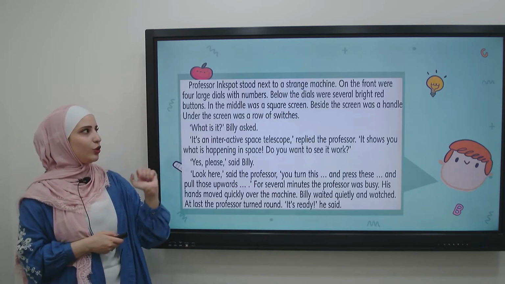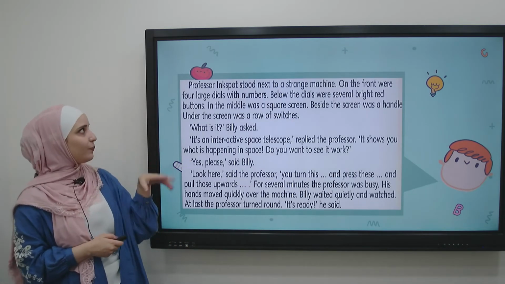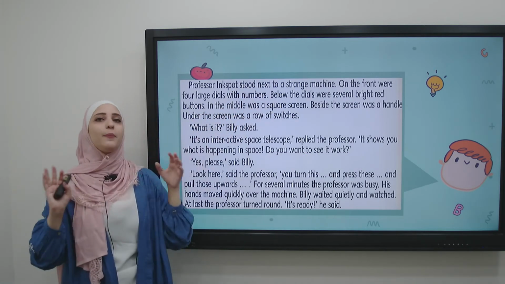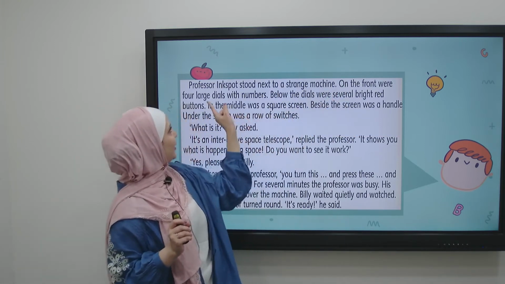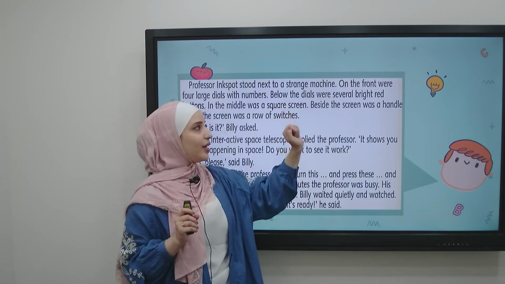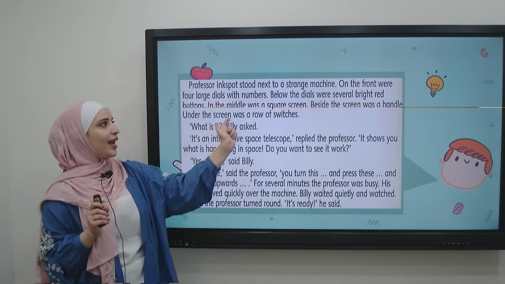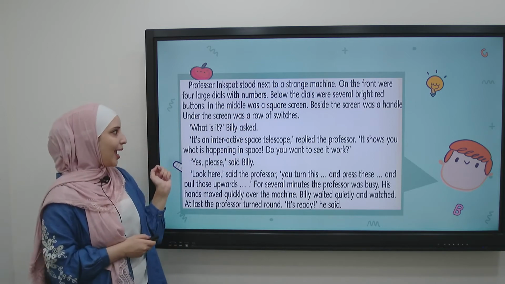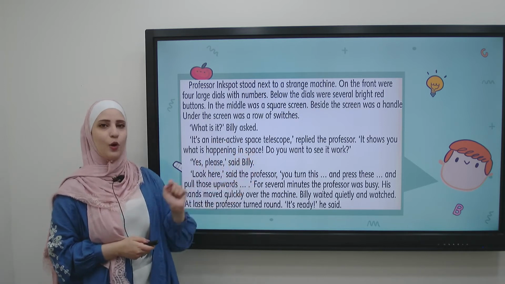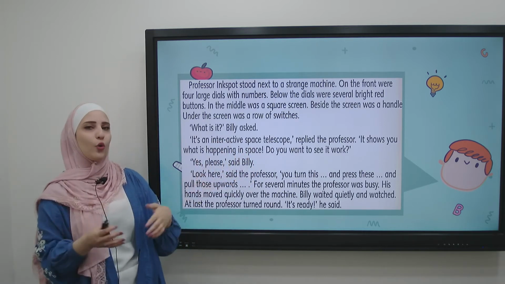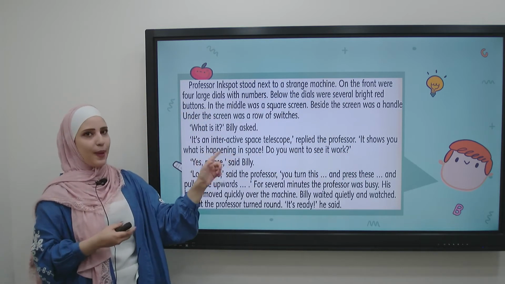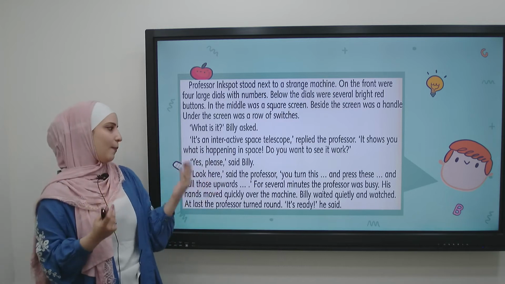Okay, let's move to the second part of the story. Professor Inkspot stood next to a strange machine. What are the parts of the machine? We have dials, buttons, a screen, a handle, and switches. What is this machine? It's an interactive space telescope. What does this machine do? It shows us what's happening in space.